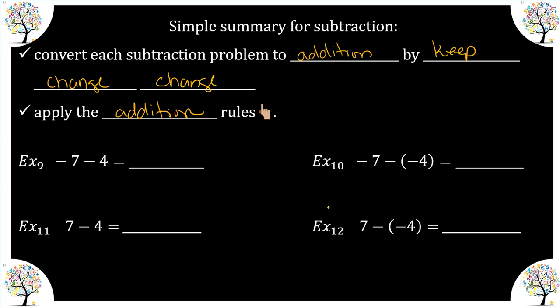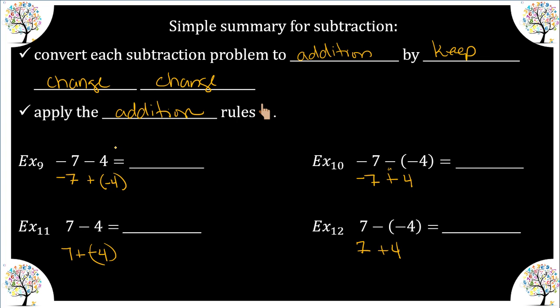So in all of these problems, we have subtraction, so we are going to apply keep, and then change subtract to add, and the second number to its opposite. Keep, change, change. Keep, change, change. Keep, change, change. Now we apply the addition rules.